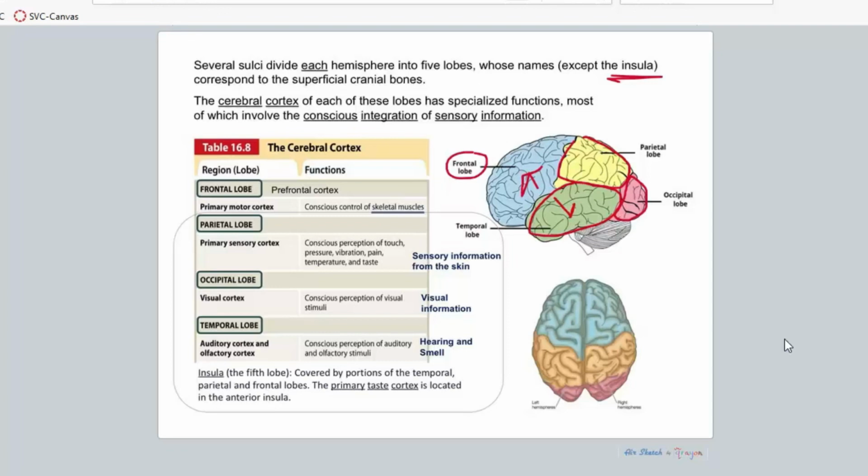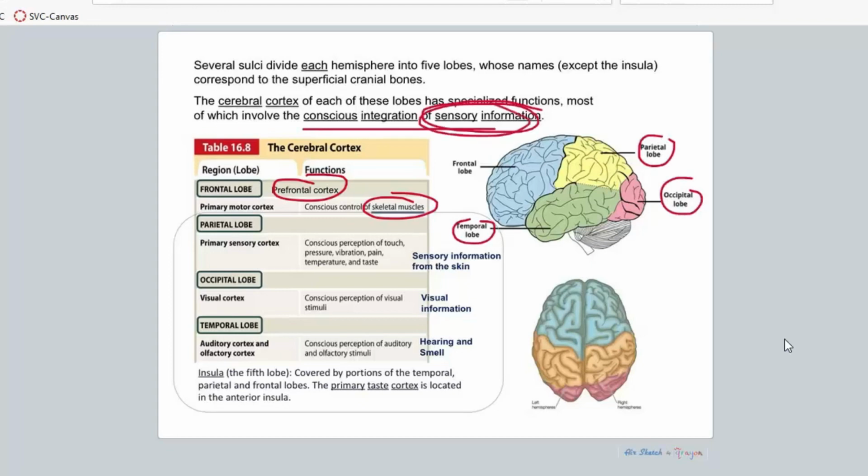Now, the frontal lobe, like I just mentioned, has the prefrontal cortex, and it's involved in the control of skeletal muscle command. But all of these other lobes, the parietal, occipital, temporal lobe, and the insula, this is where the conscious integration of sensory information is going to occur. So sensory information that comes from different parts of the body is going to be taken up to these specific lobes, and that's where that sensory information is going to be integrated.